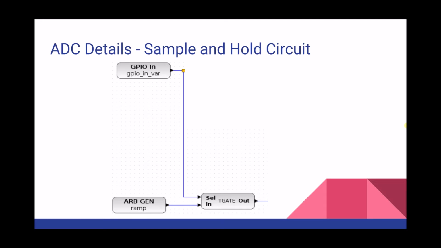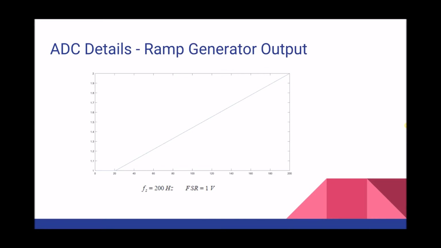Here we see the details of the sample and hold circuit. It consists of the digital input, a T-gate, and the ramp generator that we'll show the output of on the next slide. Here's the ramp generator output. It was sampled at around 200 Hertz and it has a full scale range of 1 volt. This is due to the fact that if the MOSFETs drop below 0.7 volts on the chip, they fall out of saturation and the output gets very messy.